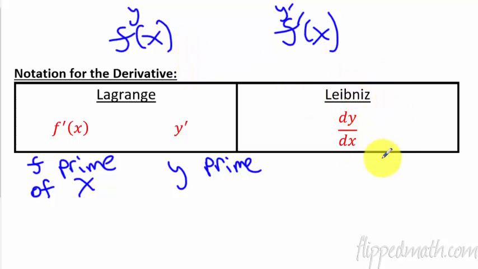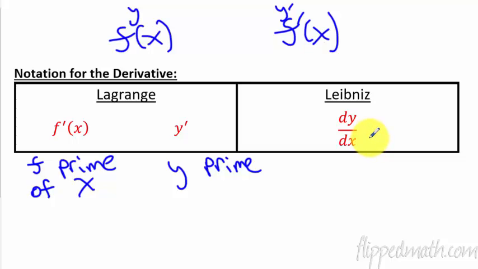Then we have this guy named Leibniz. He was a German guy, Gottfried Leibniz, and we say this dy dx. Really what it is, it's the derivative of y with respect to x. We'll talk more about this later. There's certain places where this is very, very useful during the year, but basically for now, all you need to know is any one of these three things is exactly the same.